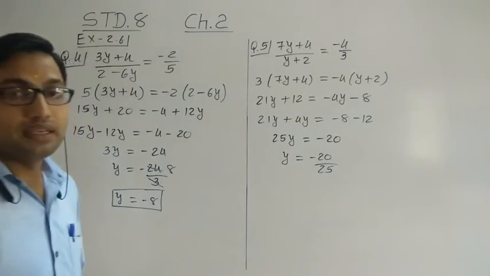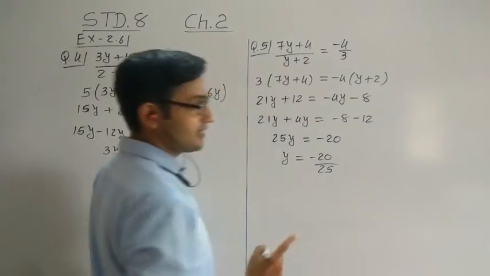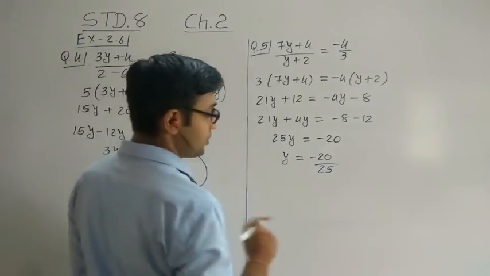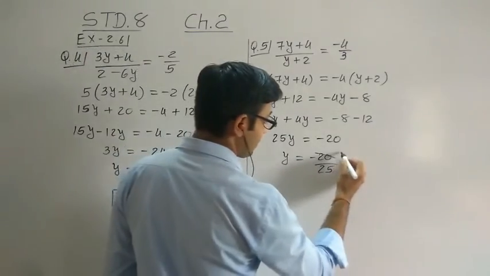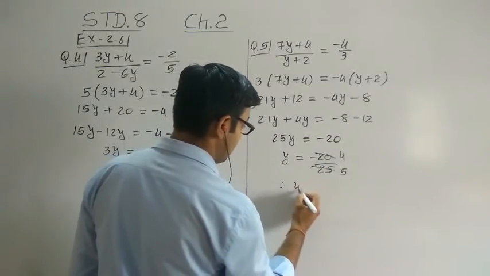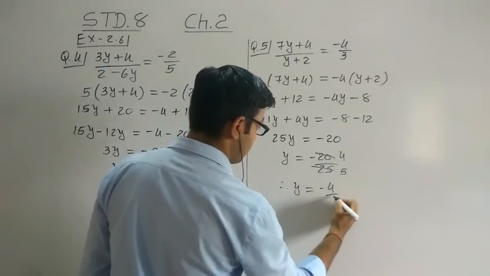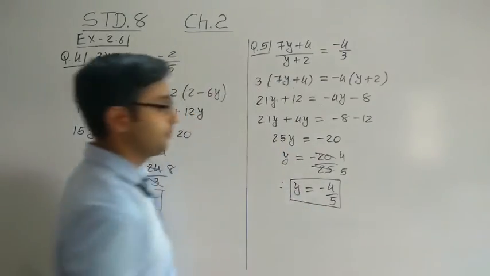Is this the final answer? No, this is not the final answer. We have to cancel the common factors. What is the common factor here? Yes, 5: 5 fours are 20 and 5 fives are 25. So the final answer is y = -4/5. This is the final answer.